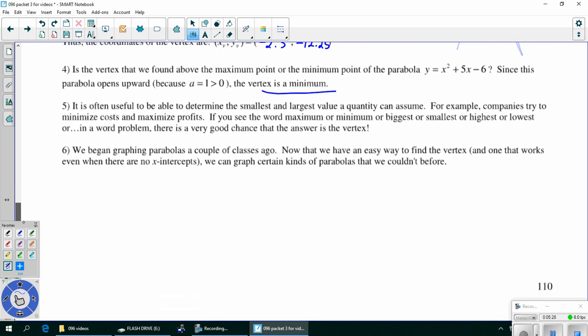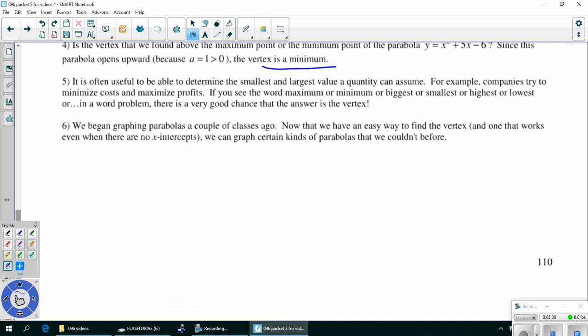It is often useful to be able to determine the smallest and largest value a quantity can assume. For example, companies try to minimize costs or maximize profits. If you see the word maximum or minimum or biggest or smallest or highest or lowest or any synonyms for any of those words in a word problem, there is a very good chance that the answer is the vertex.